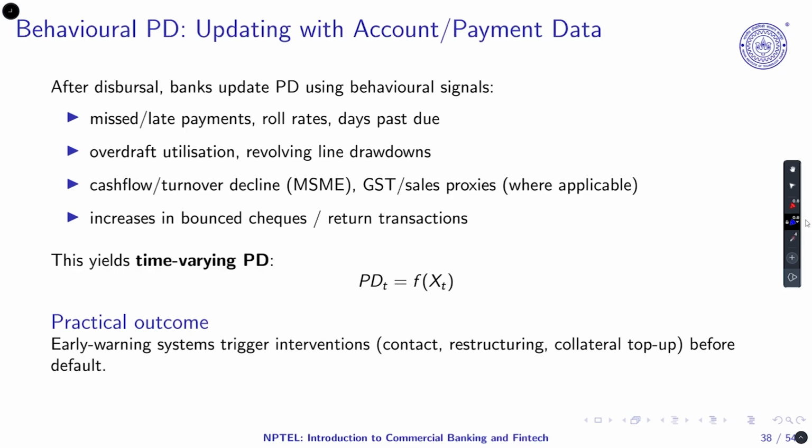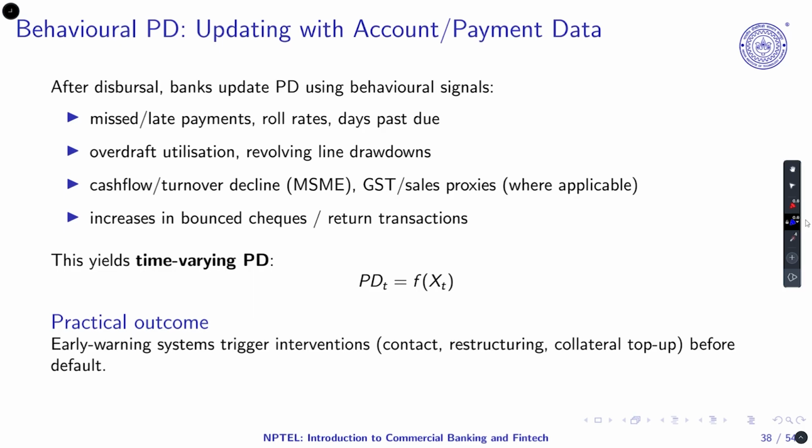Now there are other types of variables also playing a role here, like banks update their probability of default using behavioral signals, for example how many late payments they have missed, roll rates, days past due, right? So how many days they have passed. Then we have overdraft utilization; based on their credit score and credit rating, banks often provide overdraft, revolving line drawdown. Then you have the cash flow, turnover decline, GST, sales proxy. So all these things they cover, and based on that they calculate time varying probability of default.